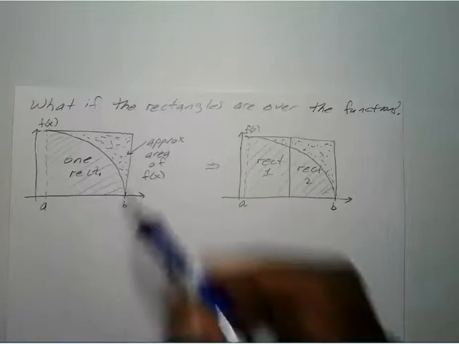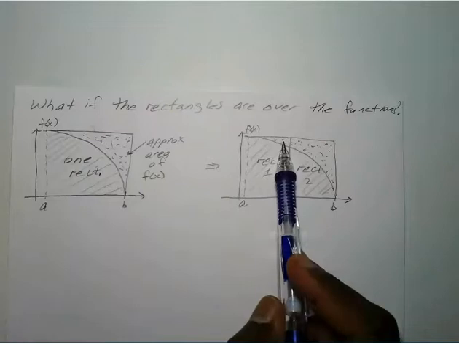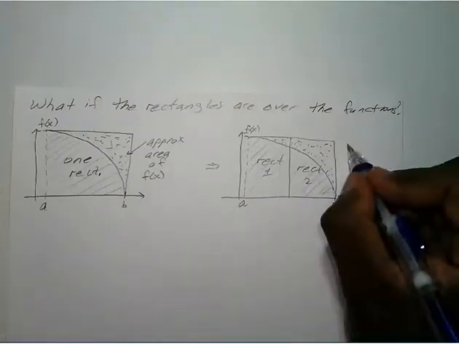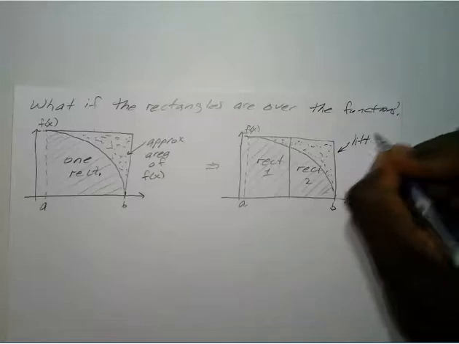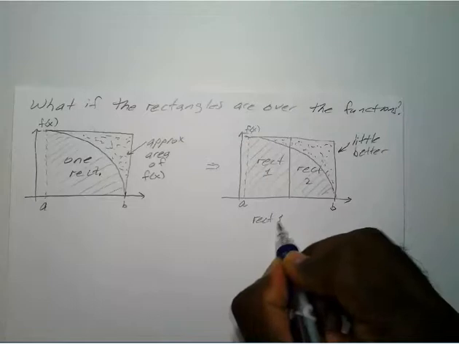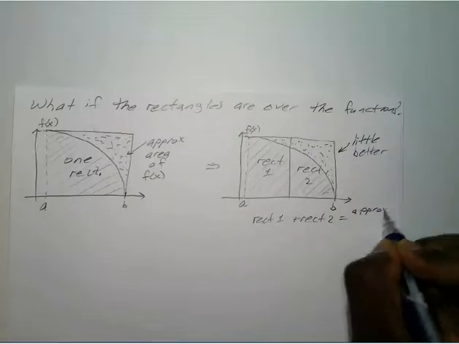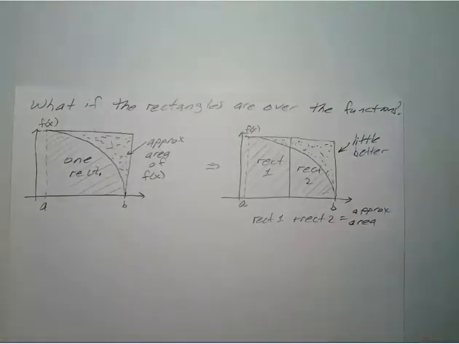So instead of stopping here and having all of that, you have a smaller section up here. So again, this is a little better, not much, especially if you just add rectangle 1 plus rectangle 2, which would give you your approximate area. It's not going to be much better when you're just using two rectangles, but it's a little bit better than what we had with one. Okay, so again, just like before, what if we now use 5 rectangles?